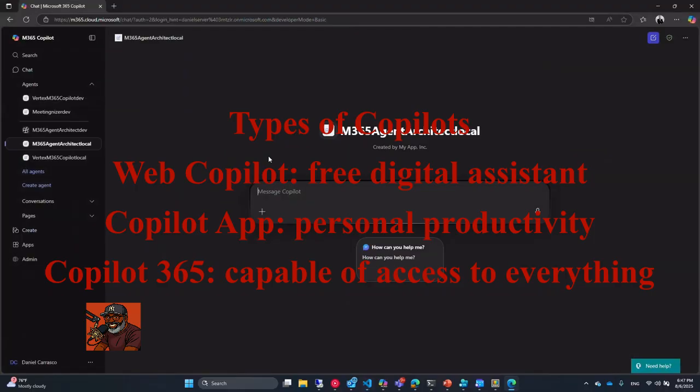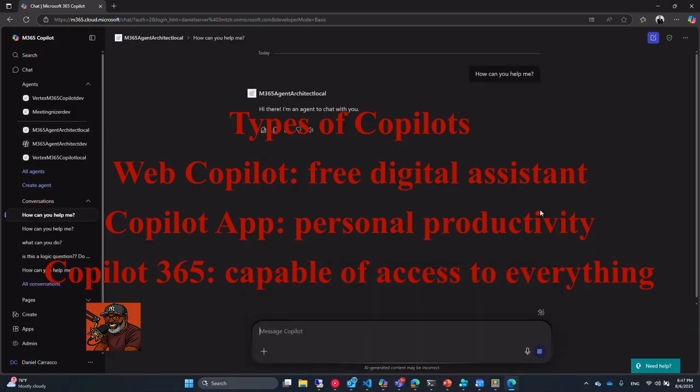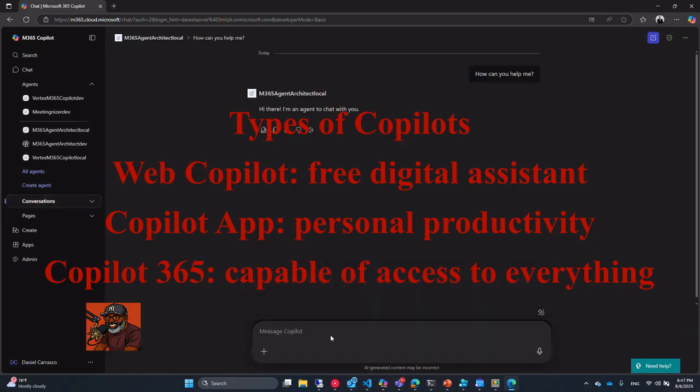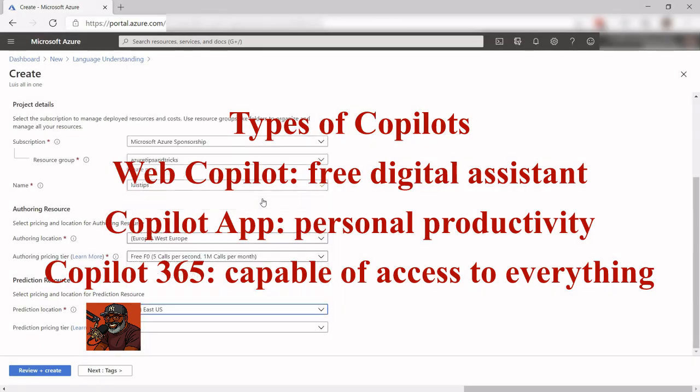The second type of Copilot is the standalone app. You can get that on your mobile. It can be on your desktop. There's some integration with some Microsoft services, but not like the M365. We'll talk about that in a second. So it's basically about personal productivity, any kind of chat-based assistance that you need that you're not using the web Copilot for.